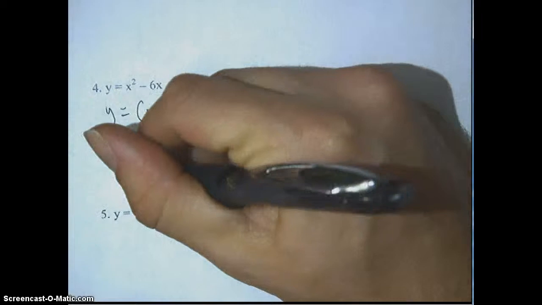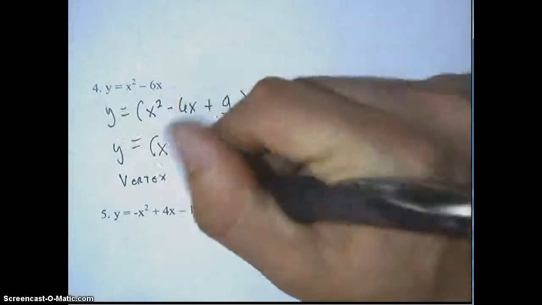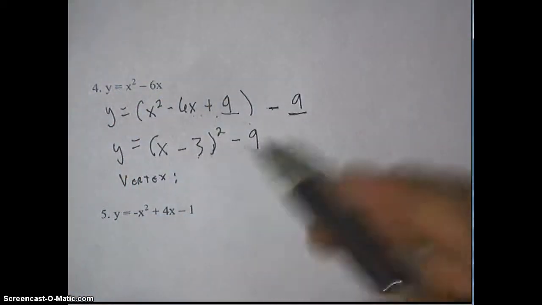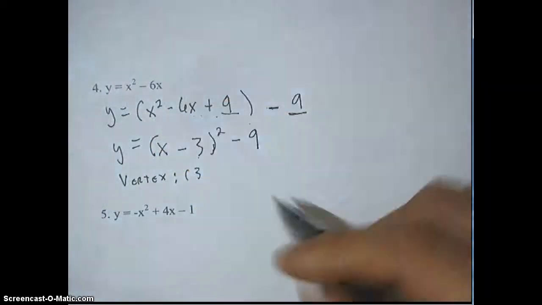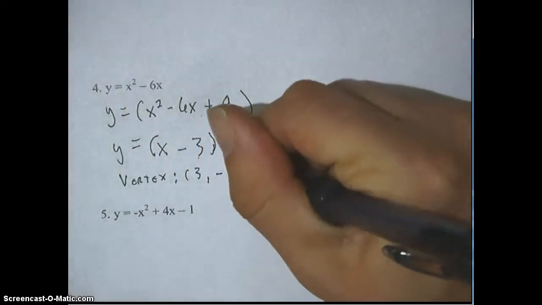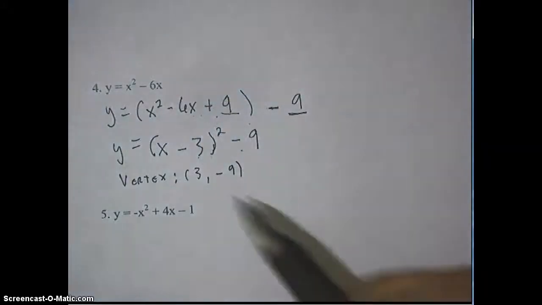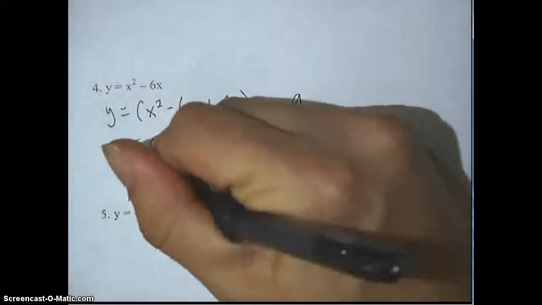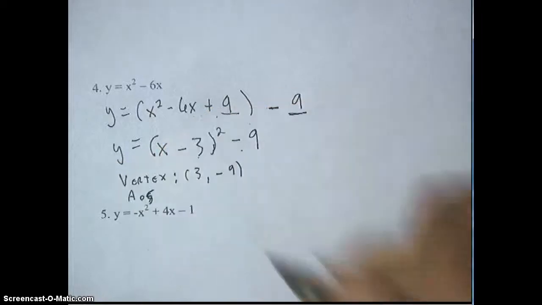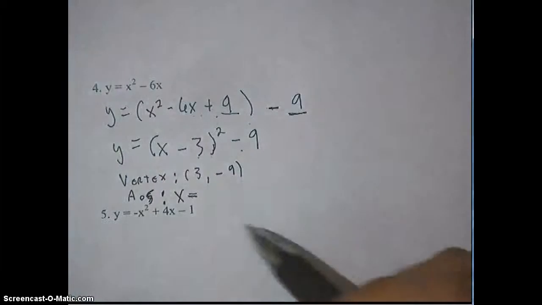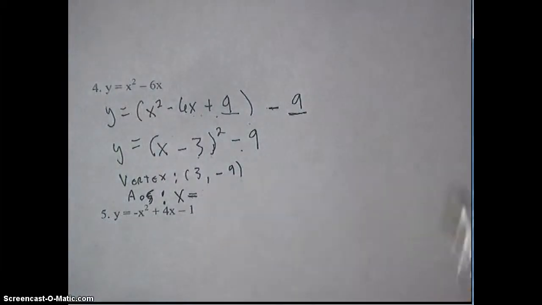So I can write the vertex. And remember, inside the parentheses is counterintuitive, so that's a positive 3. And outside the parentheses is just regular, so that's a negative 9. So 3, negative 9 is the vertex. Now the axis of symmetry, I'm just going to write AOS. That's going to be a line x equals. It's always x equals something. And it's just x equals whatever the x in the vertex is.